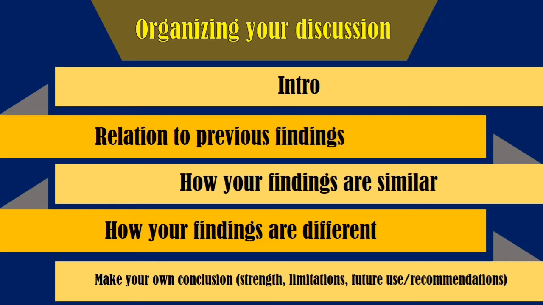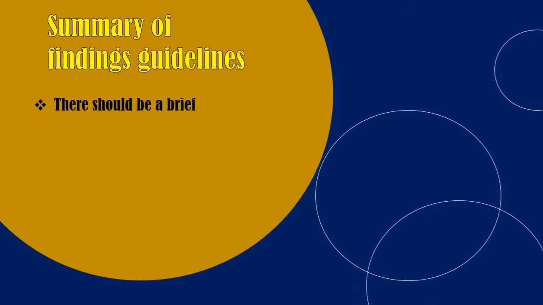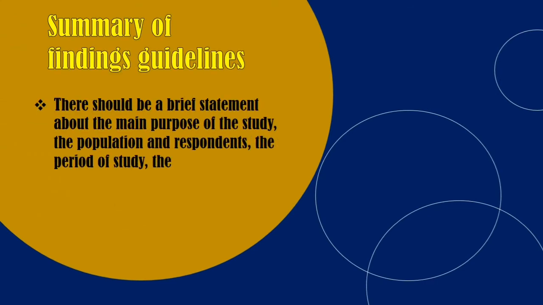So that would be for writing your chapter 4. Now let's proceed with how to write your chapter 5. The 5th chapter of your research is titled The Summary, the Conclusions, and Recommendations. So there are a few guidelines covering the presentation of the summary of findings.